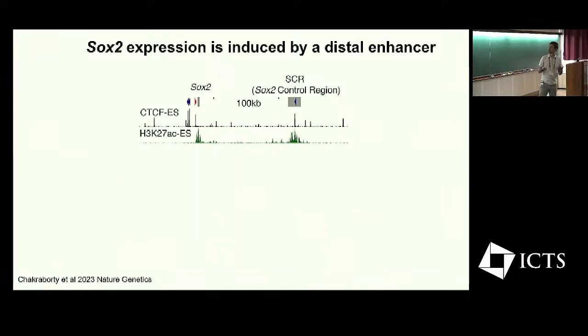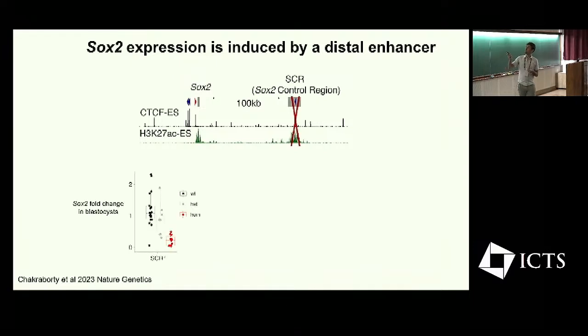It codes for a transcription factor. It's expressed in a variety of different tissues, usually by different enhancers. And in many of these cases, it's a one-to-one relationship. For example, in the epiblast, in mouse embryonic stem cells, most of its expression is controlled by this large enhancer of 10 kb located more than 100 kb away, known as the SCR.